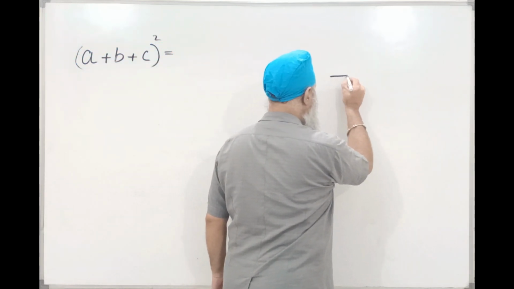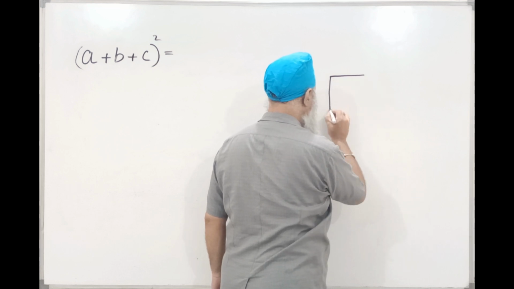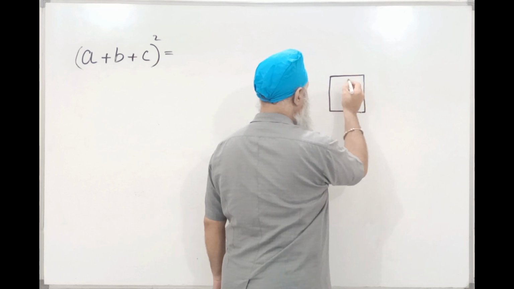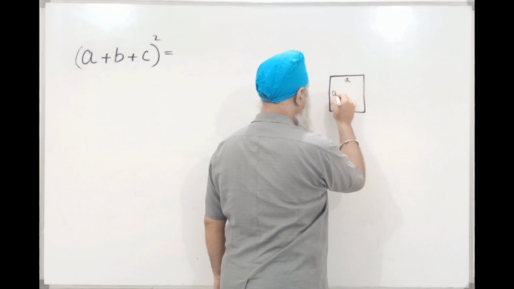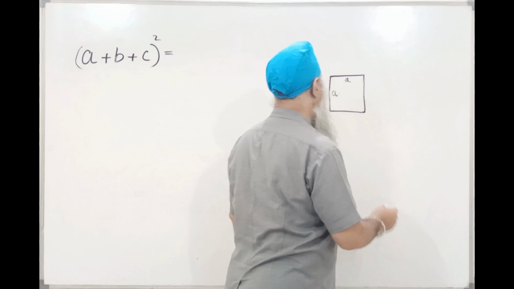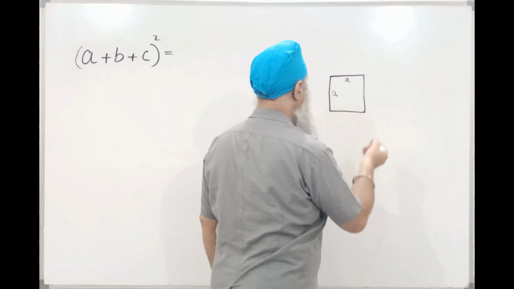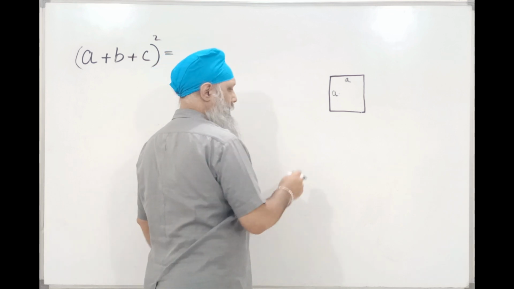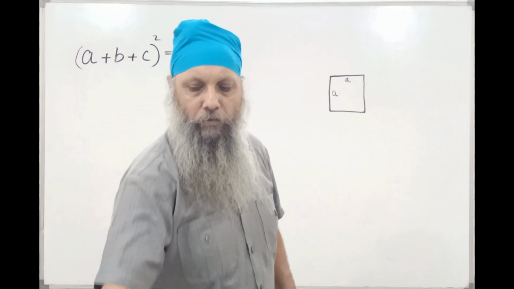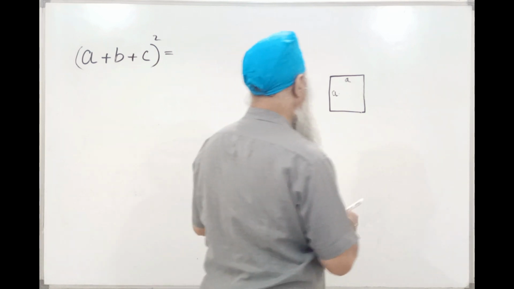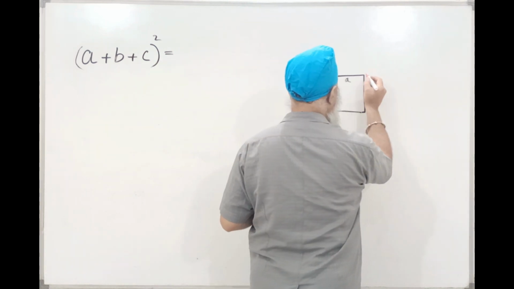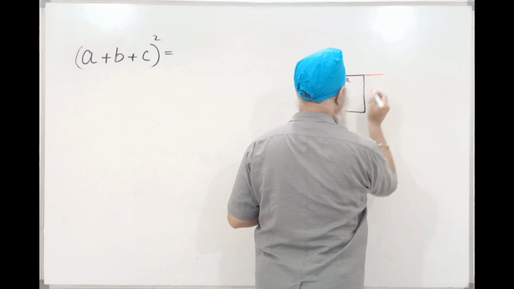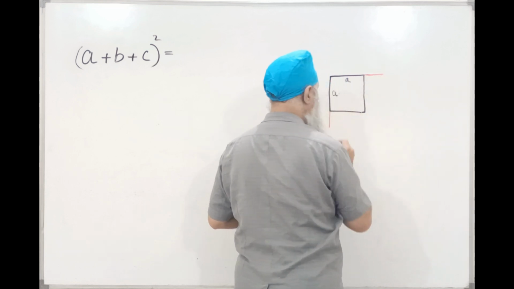Consider this is a square with side A, this is A, this is also A. So the area of this will be A square. Now what we do, we extend it by B. Let's consider this side is extended by B, and this is also extended by B.